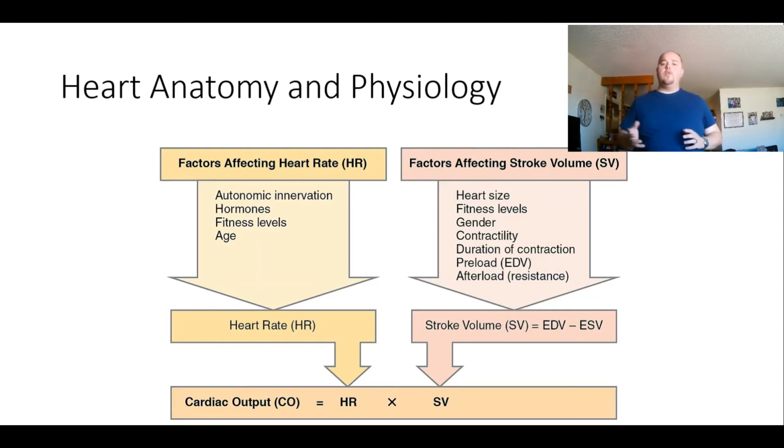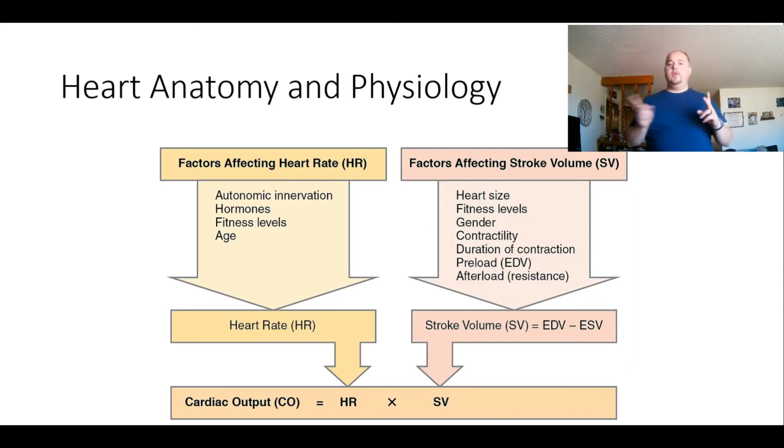So, heart anatomy and physiology, we have to understand that cardiac output equals heart rate times stroke volume. The stroke volume of the heart, when the heart goes squish, and the amount of pressure that it kicks out with the preload and afterload, that factors into stroke volume, as well as the heart size, their fitness level, their gender, and the ability for contraction. However, their hormones, their fitness level, and age affect the heart rate. So heart rate times stroke volume equals cardiac output.